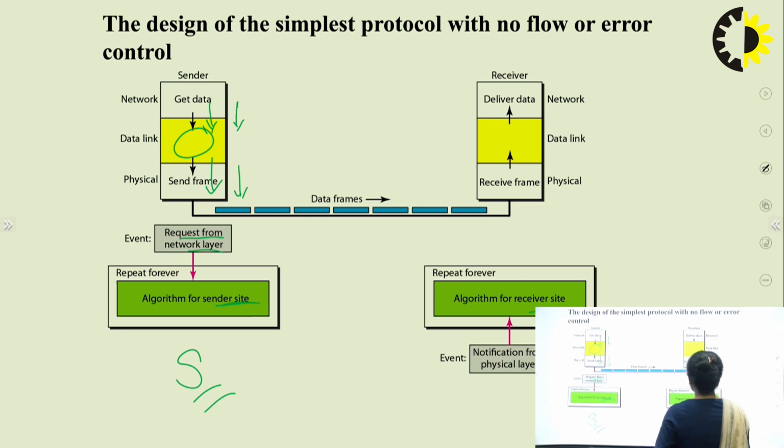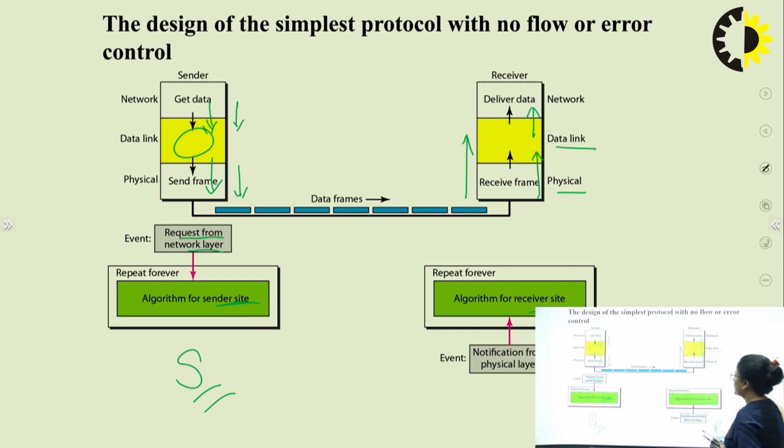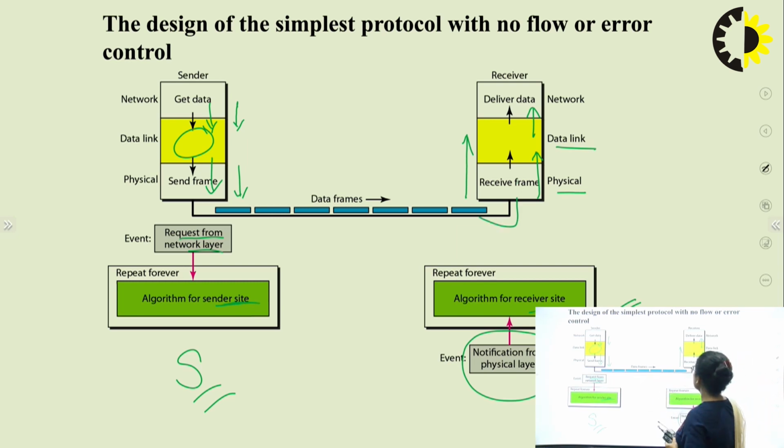layer. Now at the algorithm at the receiver's end, the data flow will be in the reverse direction. From the physical layer, it will go to the data link layer, and then it will go to the network layer. So the algorithms, or rather the programs which are running at the receiver's end, they will wait for notifications coming from the physical layer that there is data that has come via the physical medium and needs to be taken care of by the data link layer.